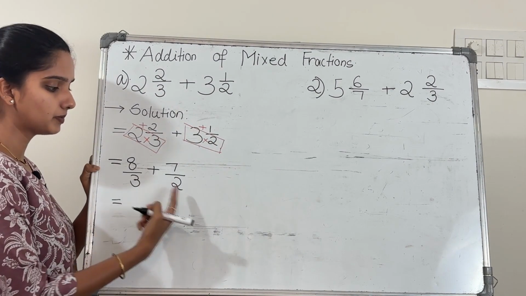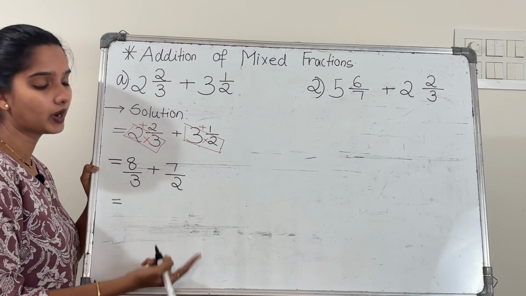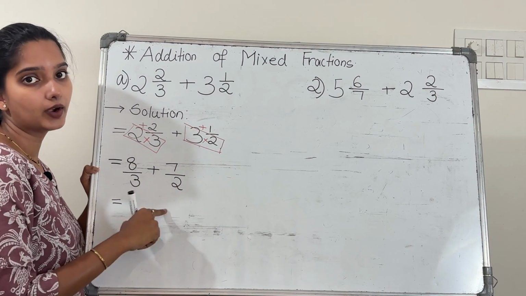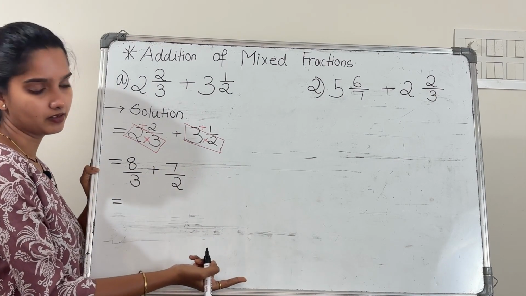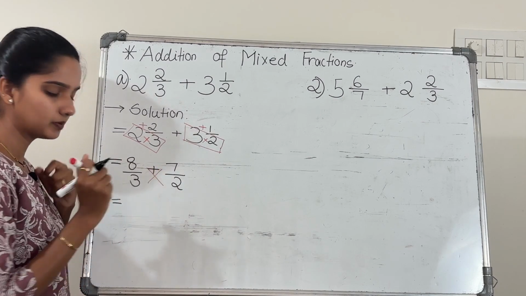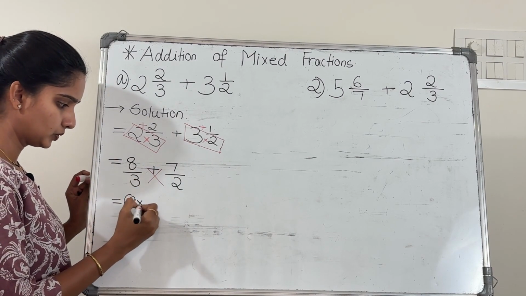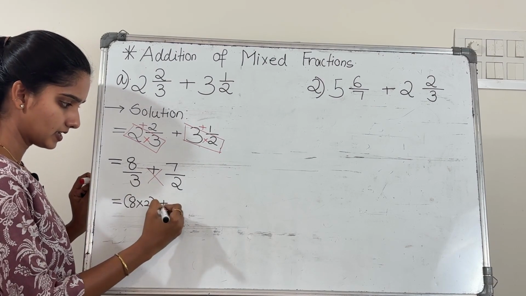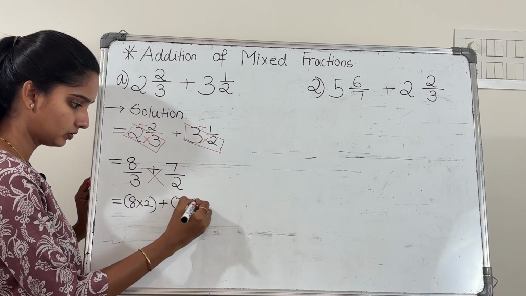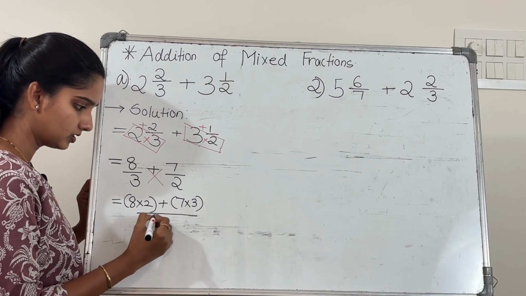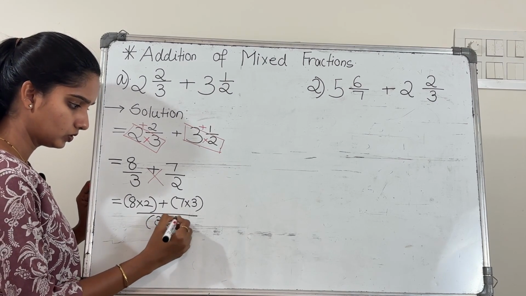Okay, now here my denominators are not the same, so what I'm going to do, either I'm going to go for cross multiplication or I can go for the LCM method. Okay, I'll go for cross multiplication. Okay, so let's multiply 8 into 2, plus will come as it is, then 7 into 3, and in my denominator it will be 3 into 2.